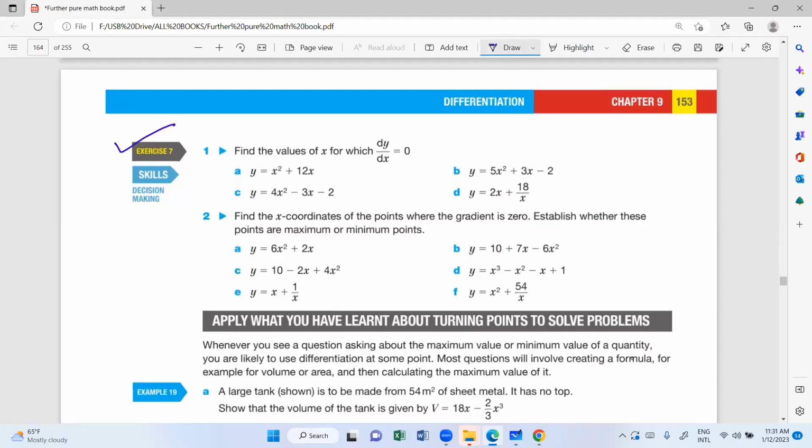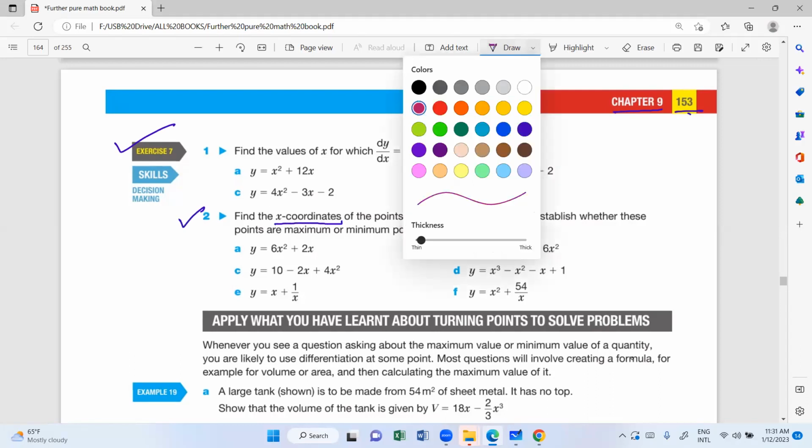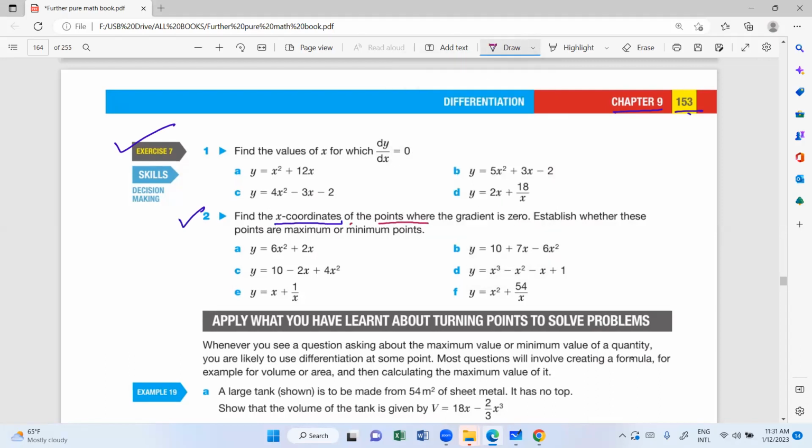Now we will solve exercise 7, chapter 9, page 153, question number 2. Find the x coordinate of the points where the gradient is 0. Establish whether these points are maximum or minimum points. Number A, y equals 6x square plus 2x. Okay, now see how you can solve it.